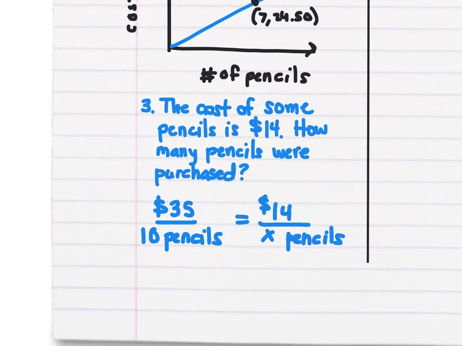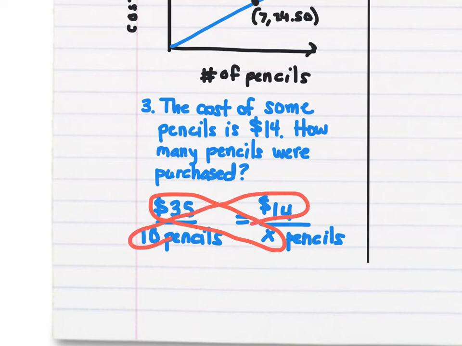All right, so now let's go ahead and solve. So we're going to, again, use the cross products. Let's circle it with red. Okay, and then it's going to be 35x. That's the first cross product. On the other diagonal, 14 times 10 is 140.